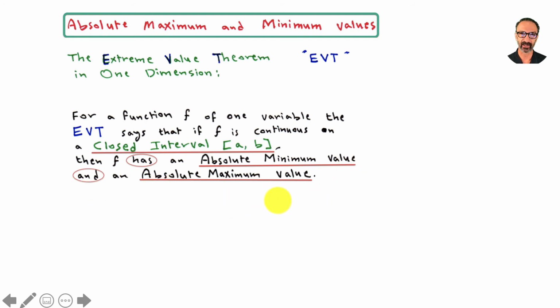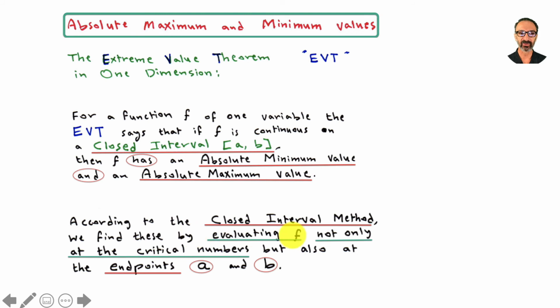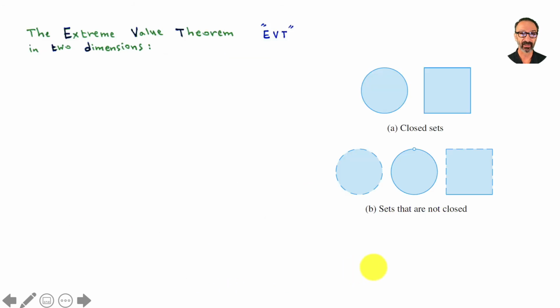It guarantees that. According to the closed interval method, we find these by evaluating f not only at the critical points inside the interval, but also at the endpoints a and b. That was calculus 1. Now, let's talk about vector calculus.